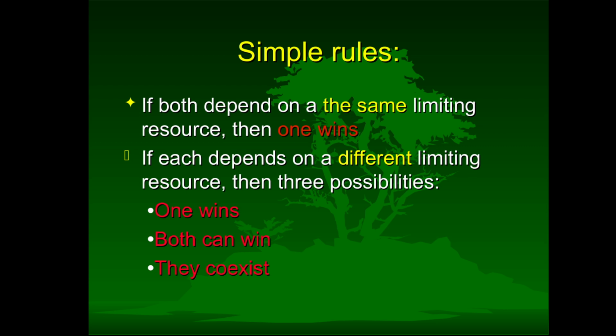And if each depends on a different limiting resource, then there are three possibilities. One can still win, both can win depending on the starting conditions, and there's a possibility for coexistence. So, coexistence only is possible in theory if there's more than one limiting resource limiting the two species.